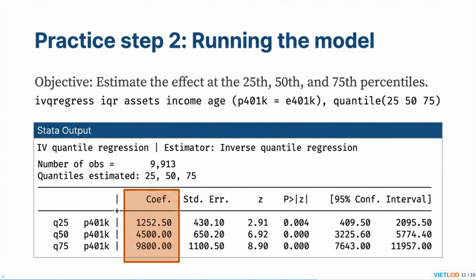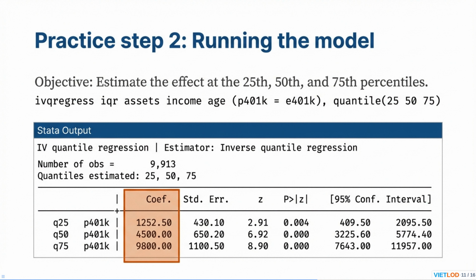Now that we've prepared our data, let's execute the model. We use the ivqregress IQR command to estimate the effect of 401k participation on financial assets at the 25th, 50th, and 75th percentiles. This model controls for income and age, using 401k eligibility as our instrument. Take a look at the highlighted coefficients in this data output.